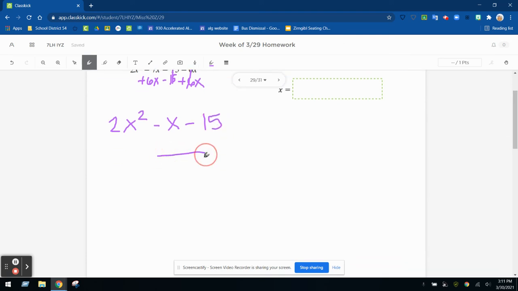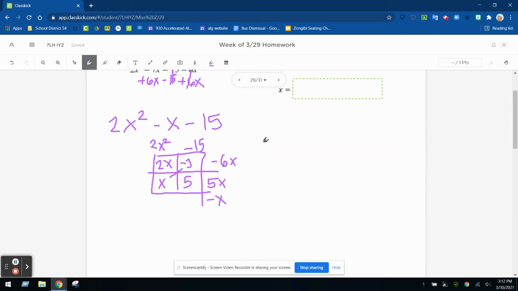Let's set up a factor box. We have 2x squared, negative 15, and negative x. So let's do 2x times x, and negative 15. Okay, we can break it up into 15 and 1, but I don't think that's going to help us at all. So we're going to do 3 and 5. Let's see. All right, if we do negative 3, we'll get negative 6x. And if we do 5, we will get 5x, which will still be negative x.